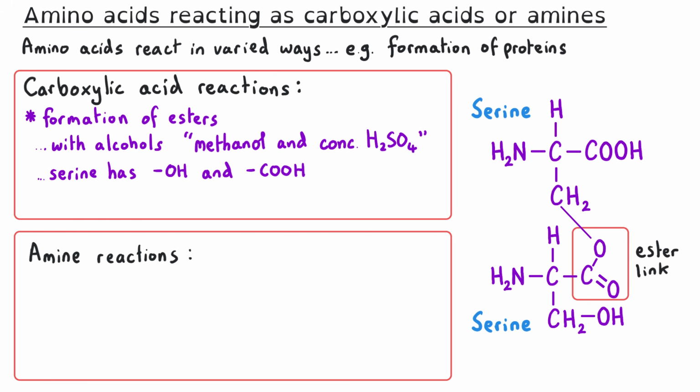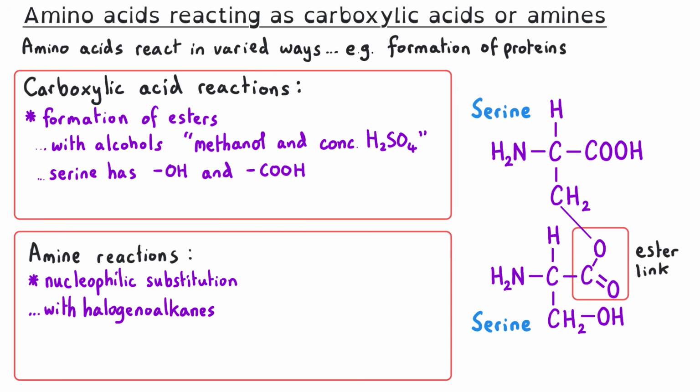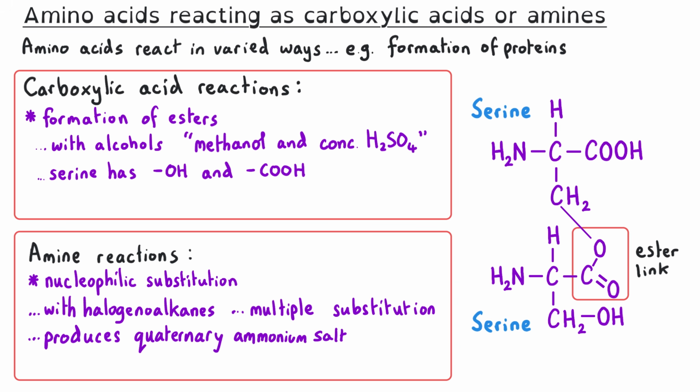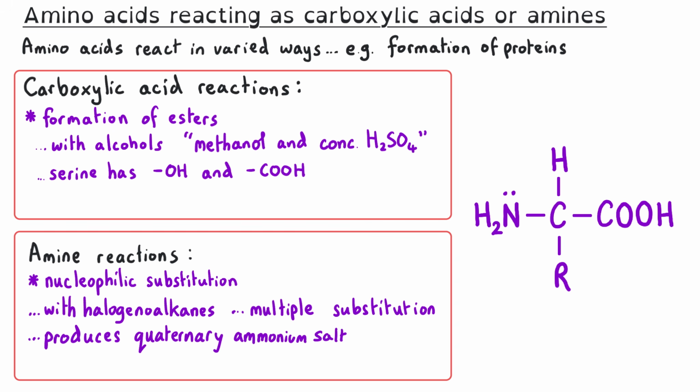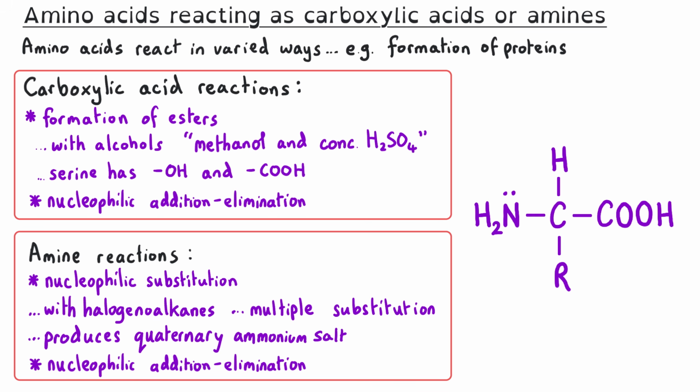Amino acids can react in the same way as amines too. For instance, they undergo nucleophilic substitution reactions. And a particularly common question type is a reaction of an amino acid with a halogenoalkane. And this could lead to multiple substitution, remember, if the halogenoalkane is in excess. And in this case, we would produce a quaternary ammonium salt. Both of the functional groups could also undergo nucleophilic addition-elimination reactions, either as the nucleophile in the case of the amine, or as the group being attacked in the case of the carboxylic acid.